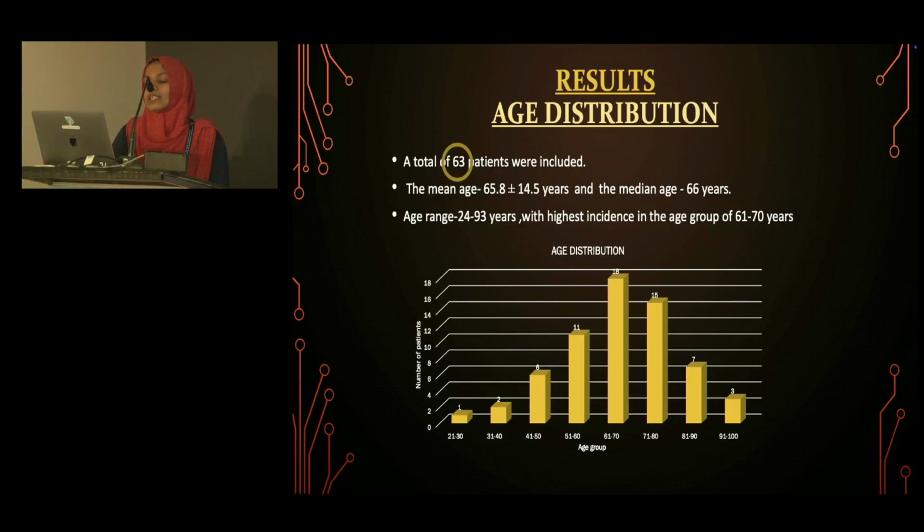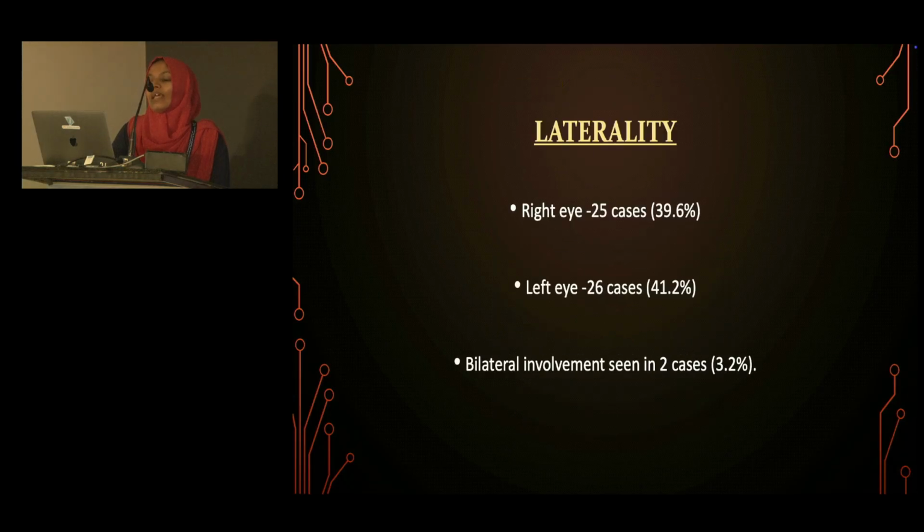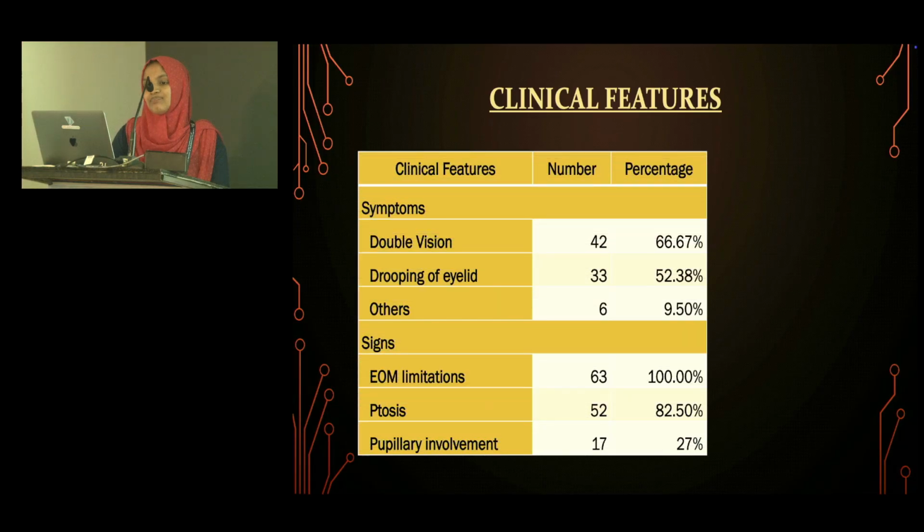A total of 63 patients were included. The mean age was 65.8 with a standard deviation of 14.5. The highest incidence was seen in the age group of 61 to 70 years. 39 patients were males with a male to female ratio of 1.6. Right eye involvement was seen in 25 cases and left eye in 26 cases. Bilateral involvement in 2 cases. Among 63 patients, 74 had various medical risk factors. Nearly 2/3 of patients had diabetes mellitus.